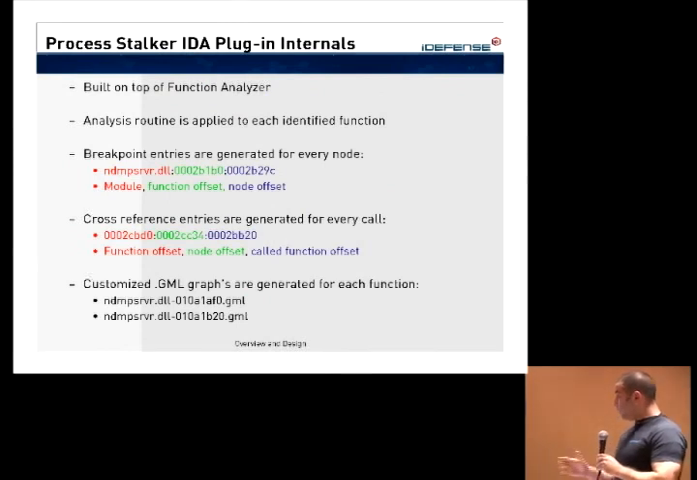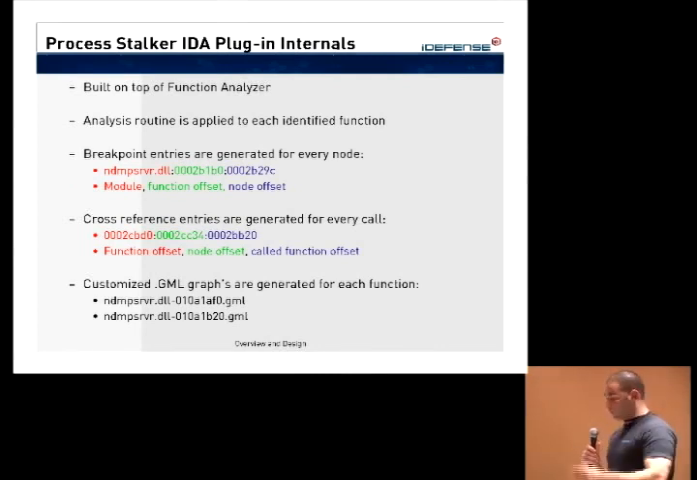So of the three components, the IDA plugin internals, as I mentioned, is built on top of Function Analyzer. When you run it, an analysis routine is applied to each identified function. For every one of those, a breakpoint entry is generated for every single basic block underneath the functions. And it's a basic file format, just the module name, the function offset, and the node offset. And the reason why we use offsets is because modules can move around in memory. And so Process Stalker supports it.